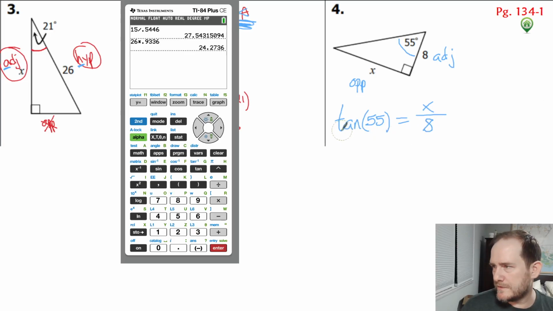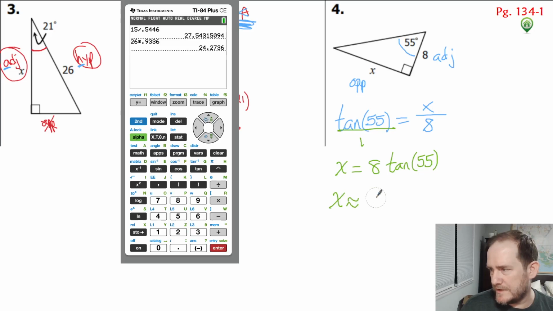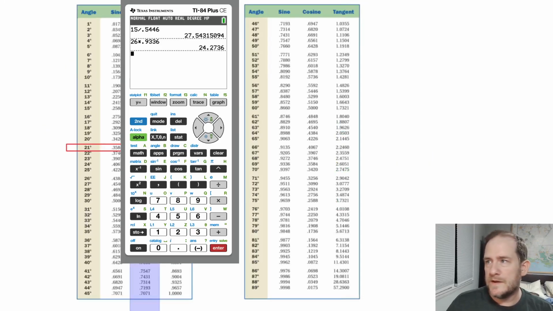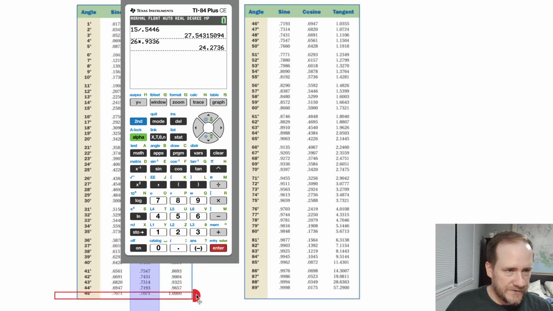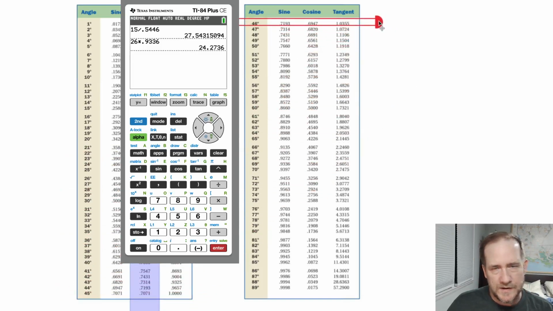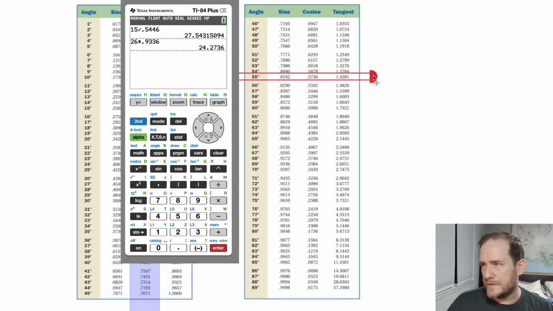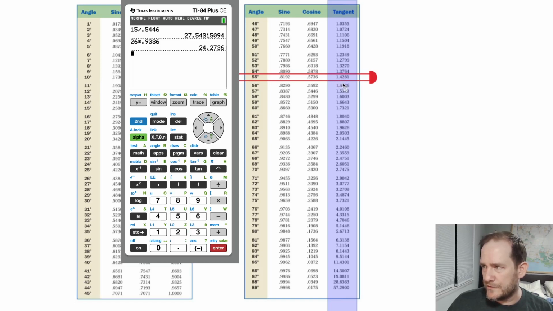So that means we'll cross multiply, and we'll get 1 times x is equal to 8 times the tangent of 55. So that means x is approximately 8 times whatever the tangent of 55 is. Let's go find that. In our chart, 55 is pretty big. The bottom over here ends at 45. So go over to the other column and find 55. It's here at the bottom of this group. And we're doing tangent again, right? So it's 1.4281.